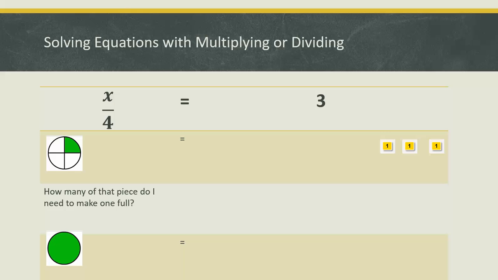Our next problem is x divided by 4 equals 3. So again, I'm modeling this by having a circle divided up into 4 pieces, and I only have one of them shaded in. So that 1/4 of the circle is going to have 3 pieces. Now, I really didn't want to draw out each individual portion, but I'm going to think about how many of those pieces I would need. I wanted to make that full circle.